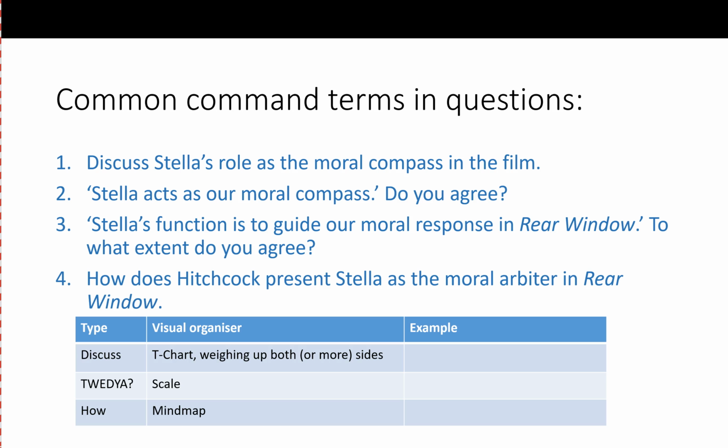And finally, how does Hitchcock present Stella as the moral arbiter? Lots of kids would miss this key word here. That's a construction question or a style question. And that's the instruction we're given. So we must frame our response. All topic sentences, all arguments must look at construction of meaning, must look at film devices.